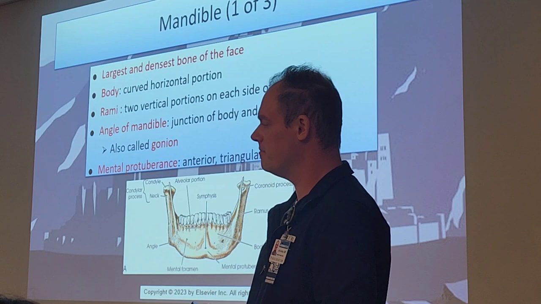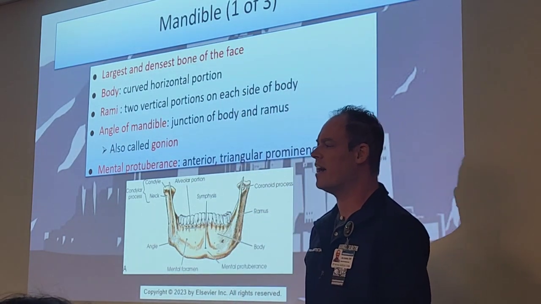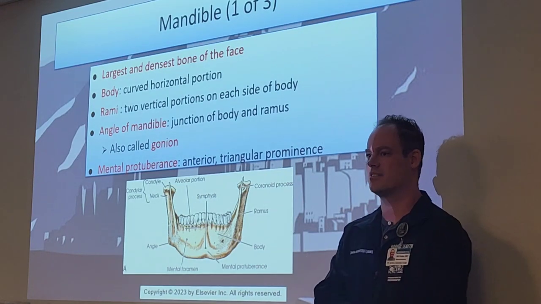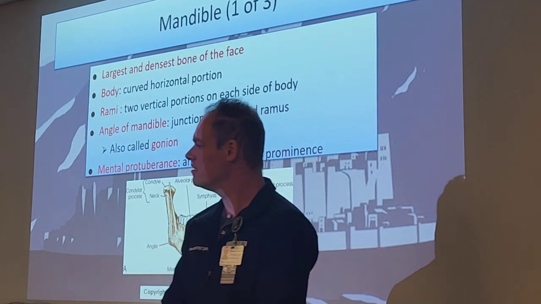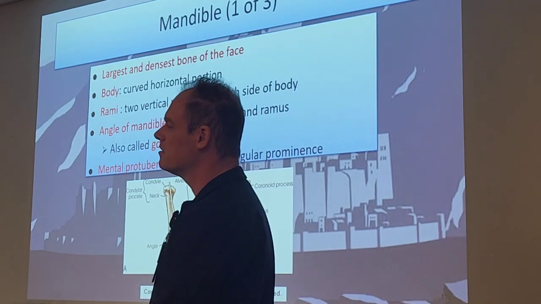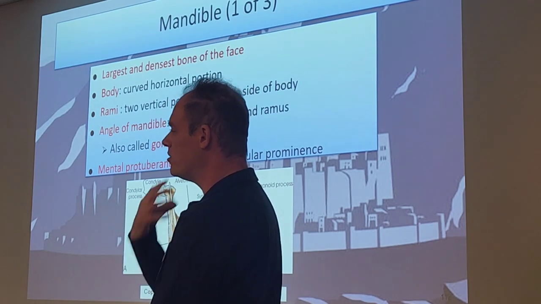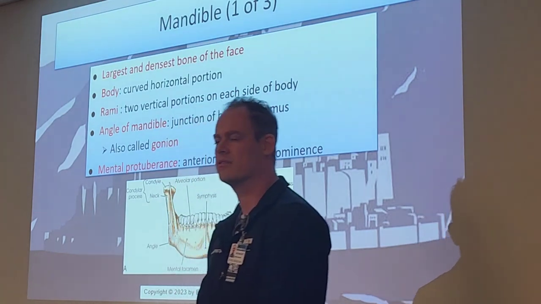What did you say the other name for the mental protuberance? Mentum. To answer your question about the cleft chin, that has nothing to do with the bone. That's just how the skin forms. It's genetic. So the mandible is the biggest part of the face? Of the face, not the skull. I'm talking about the facial bones. The largest and densest of the facial bones.